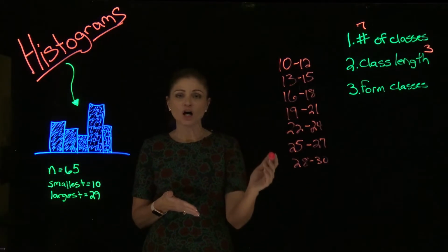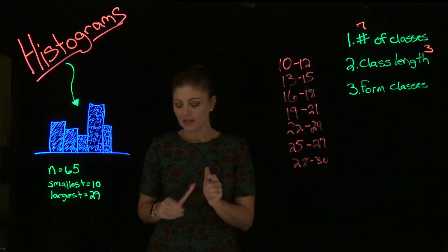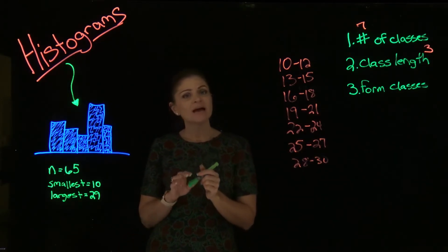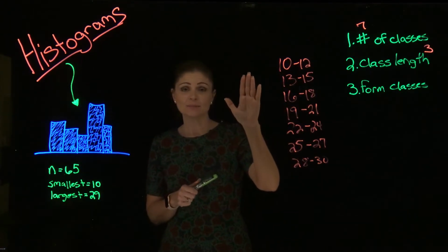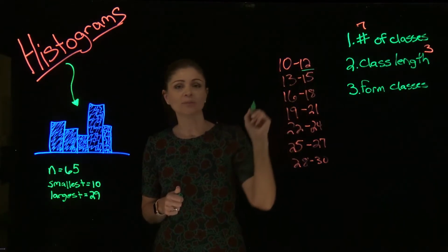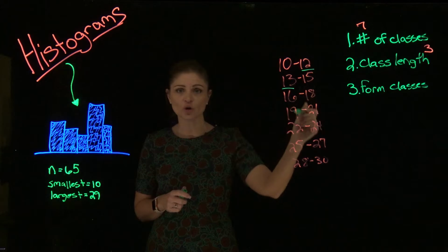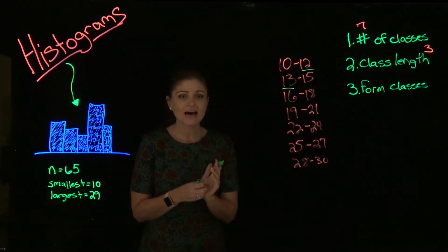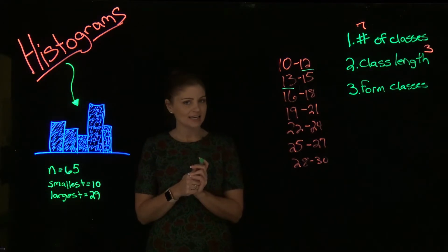Now here you'll see all of our classes. We have 7 clearly defined classes. You'll also notice that I'm not counting anything twice. So my first class here is between 10 and less than 13. So I'm going to count 12 up here, but I'm going to count 13 in this second class, and so on and so forth. Once we have our classes formed, the next thing we're going to do is simply tally and count our data.